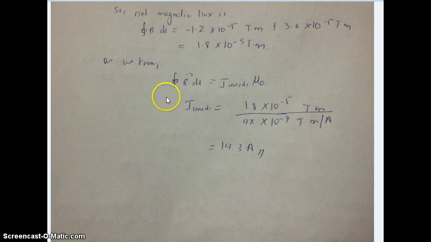So we know that the integral is I inside times mu naught, so we can get the current inside the area by dividing this by mu naught, which comes out to be 14.3 ampere. These two problems are really cool experiments from which you can get the magnetic field and the charge inside the closed surface, closed area.